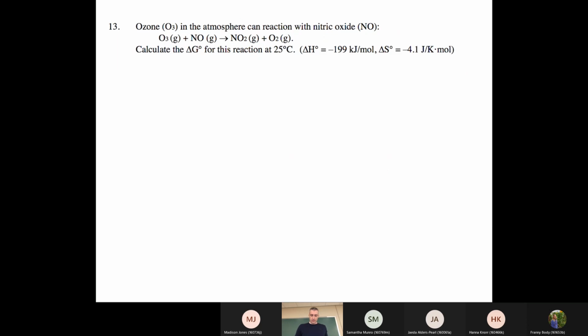The next question says, ozone in the atmosphere can react with nitric oxide. This reaction was the source of a Nobel Prize. In 1995, the Nobel Prize was given to Paul Crutzen. With 2 others, he determined that in addition to this reaction, there are other reactions which cause ozone depletion in the stratosphere, and they're responsible for depletion of the ozone layer. They managed to figure out the source, which led to a solution. So we've fixed that particular problem.